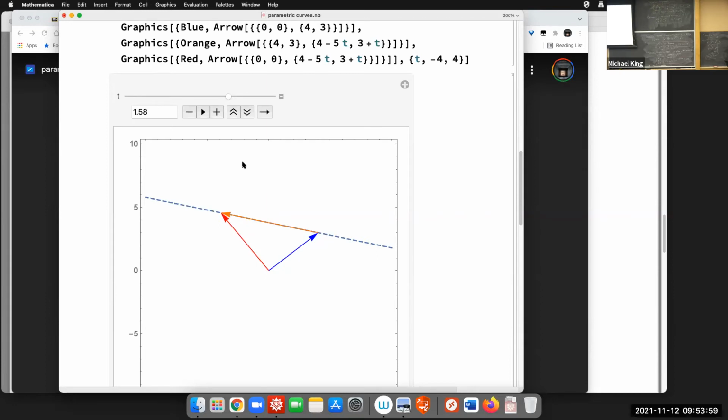This is where the vector idea of parameterization is helpful. One way to describe a line is you start from the origin and you go out to a point on the line, and that's what the blue vector is here. I'm just going to start at the origin and go out to a point on the line. And then from there, I'm going to follow this orange vector, which is just the direction of the line, right?